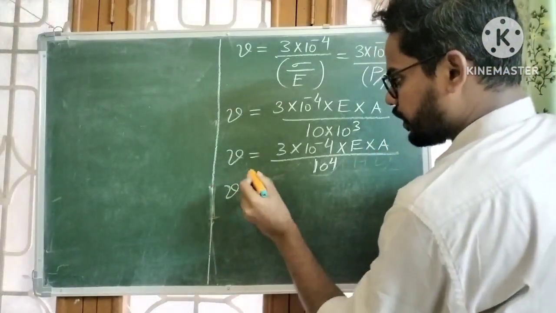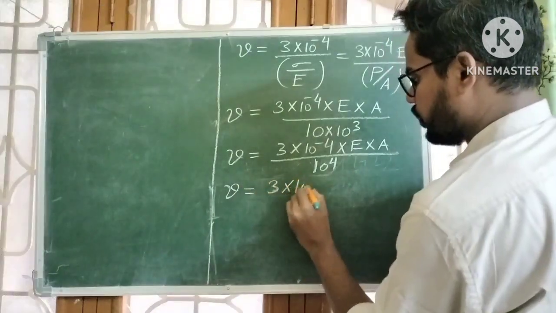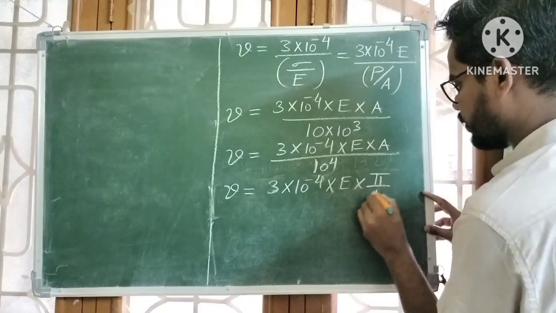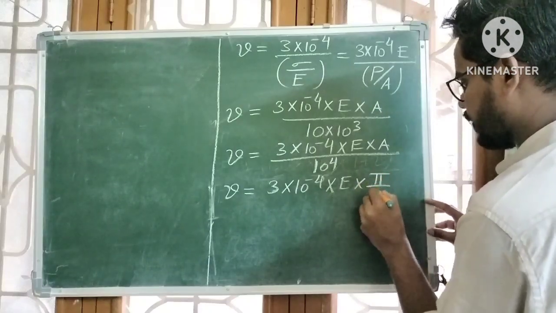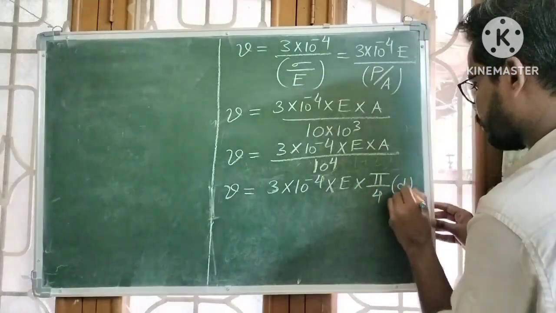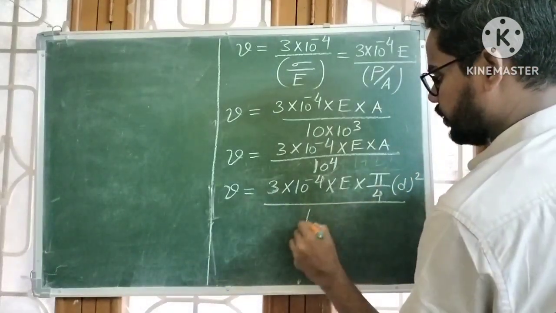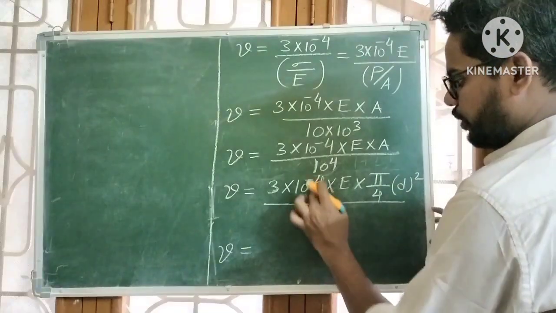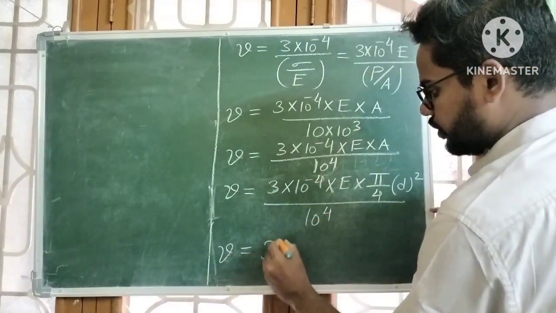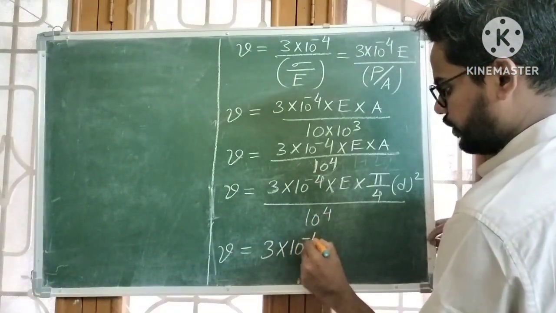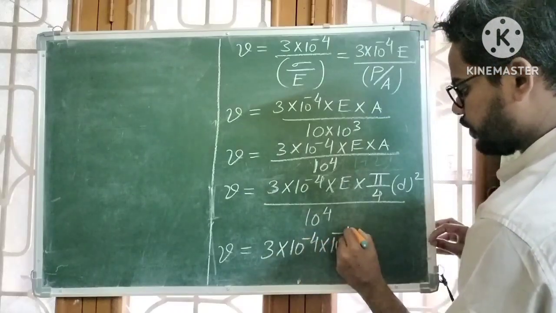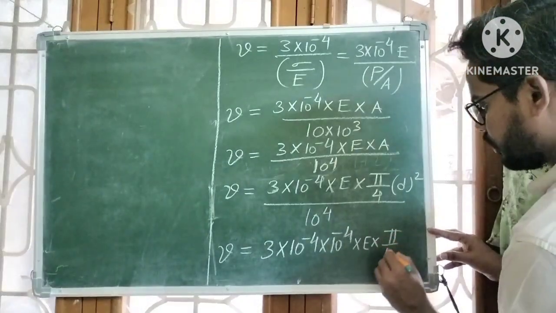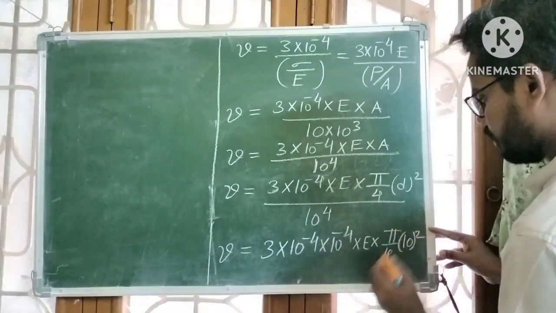For a circular cross section, what is the area? Area of a circle is pi by 4 into d squared. So pi by 4 into d squared by 10 to the power of 4. Mu is equal to, 1 by 10 to the power of 4 can be written as 10 to the power of minus 4, so into 10 to the power of minus 4 into E into pi by 4 into d squared. How much diameter is given? The diameter given is 10 mm, so 10 squared.